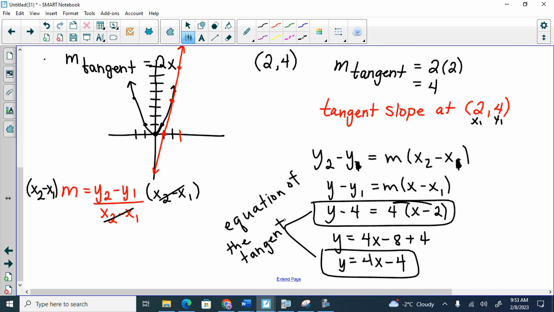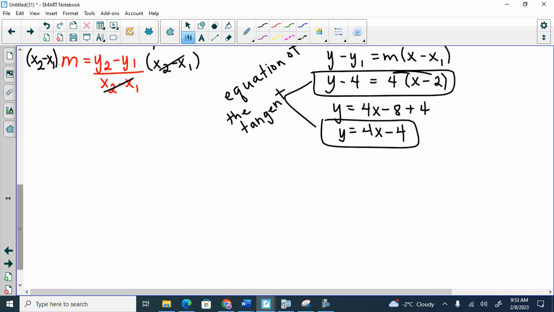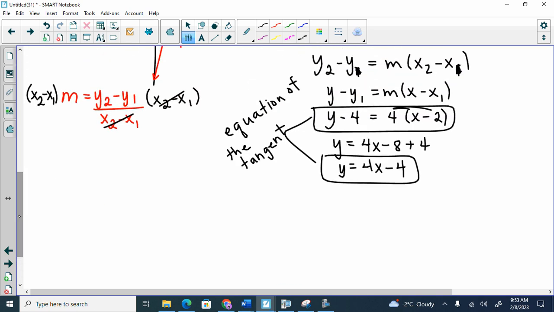So if they want the normal equation, so if m tangent is 4 over 1, then m normal will be what? It was positive, so it's now? Negative. It was 4 over 1, so now it's? 1 over 4. Yeah, I heard you say 1, it was just really quiet before the 4. Yeah, totally.